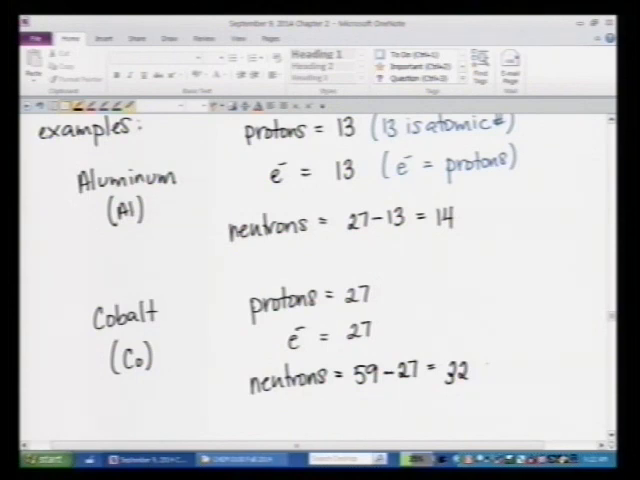And in the next segment, we are going to go over more of the charged and uncharged species. We're going to talk about ions, and we're also going to talk about isotopes, which is going to be changing the number of neutrons.